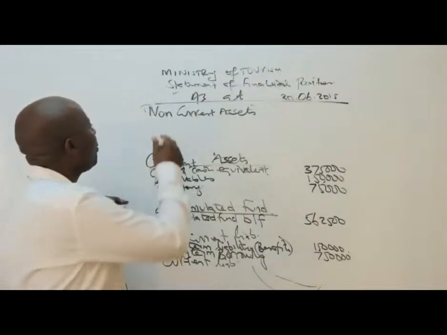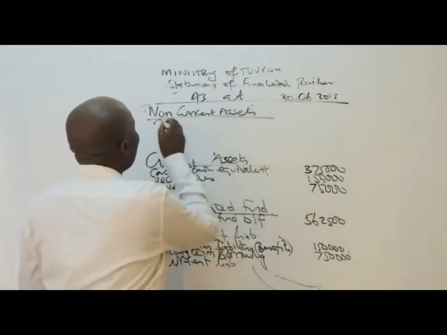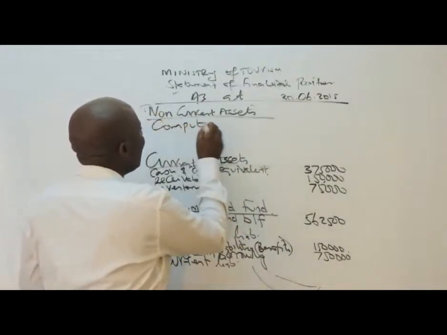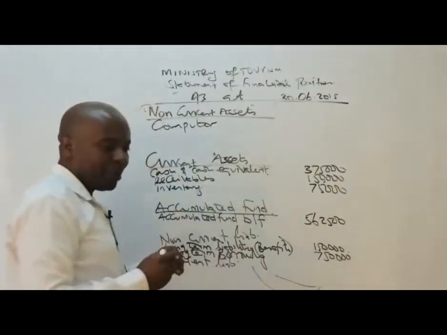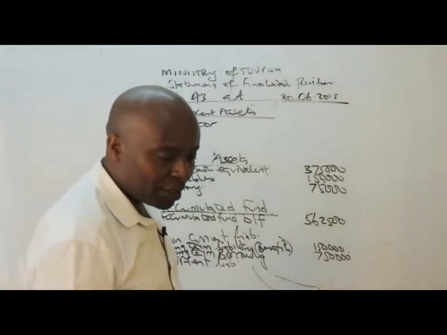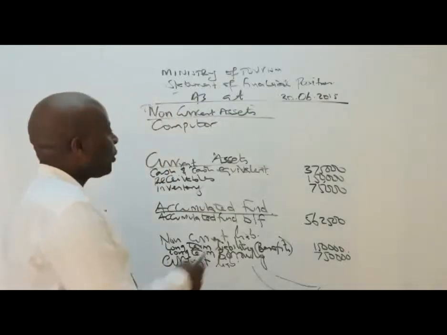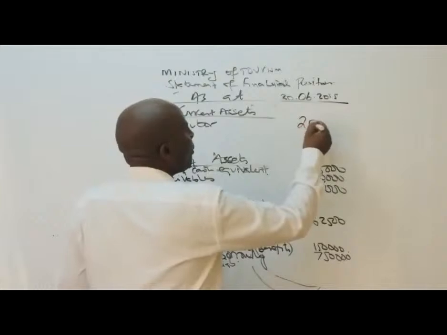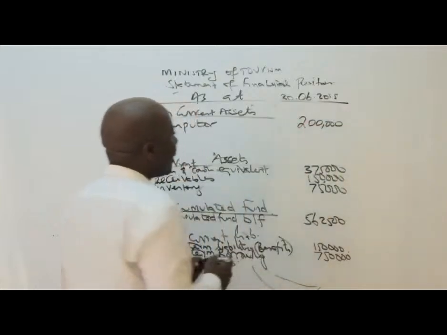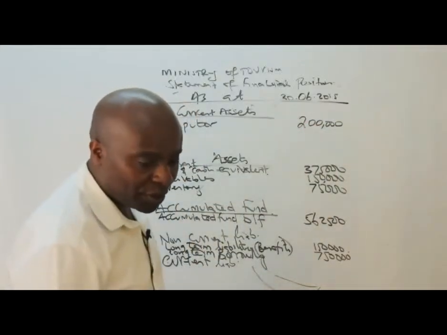So we have here, you can mention computer equipment. Computer equipment, what do we have here? Thank you very much. You guys are even volunteering to give me values. 200,000. I'll actually be picking your figures now. Computer equipment, somebody is telling me it is 200,000. Thank you very much.